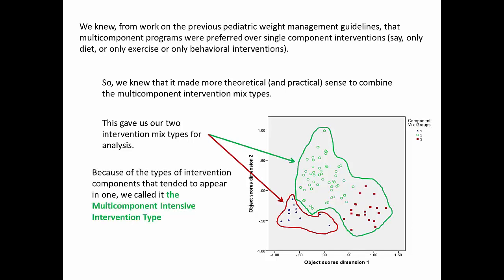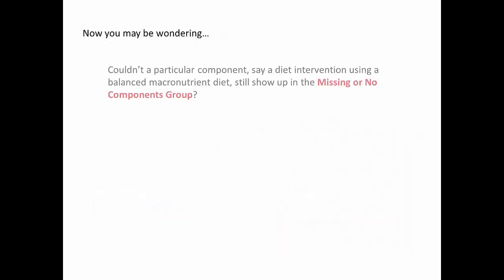Because of the types of intervention components that tended to appear in one, we called it, and this is the green one, the multi-component intensive intervention type. We called the other group of interventions the missing or no intervention type. Now, you might be wondering, couldn't a particular component, say our diet intervention or using a balanced macronutrient diet, still show up in the missing or no component group? Well, sure it could, but it's not likely.